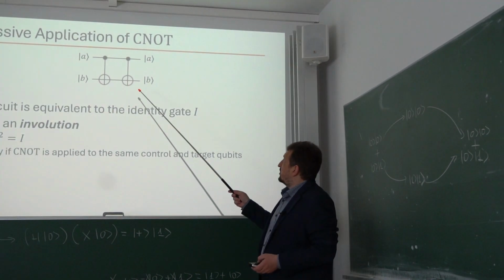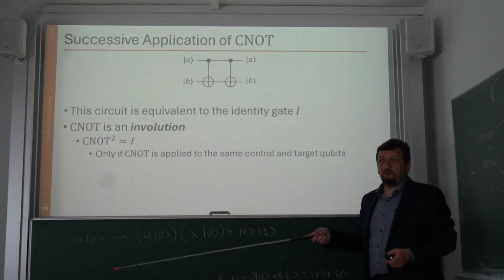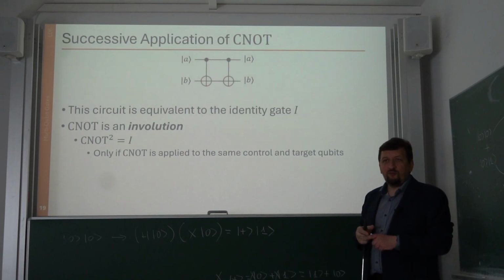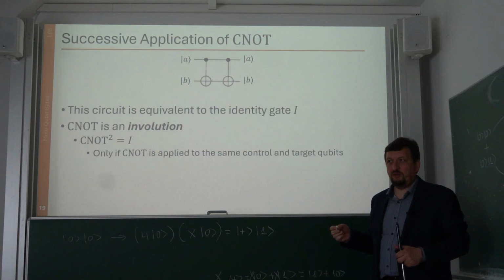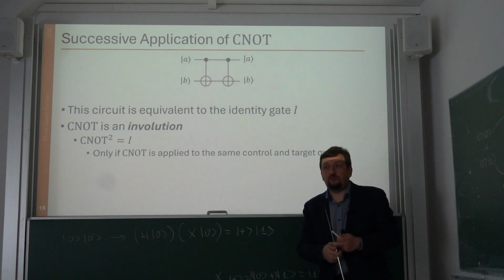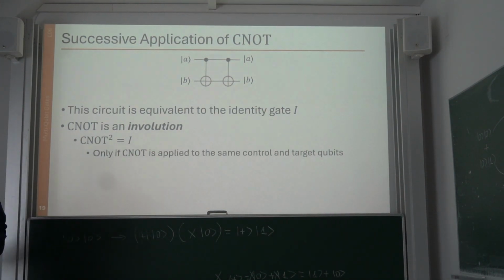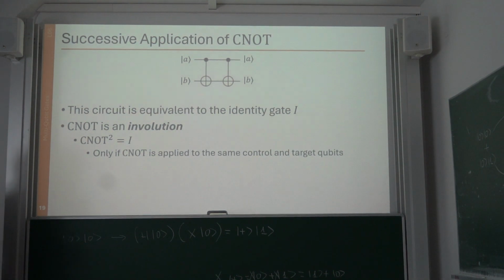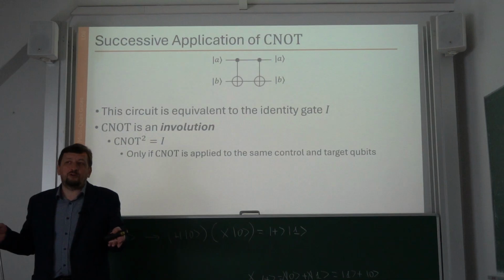Such gates, which when applied twice produce identity gates, are actually very common in quantum computing because they are easy to think about, and they are called involutions. So an involution is a gate which applied twice gives identity. They are very convenient to work with because they are their own inverse.